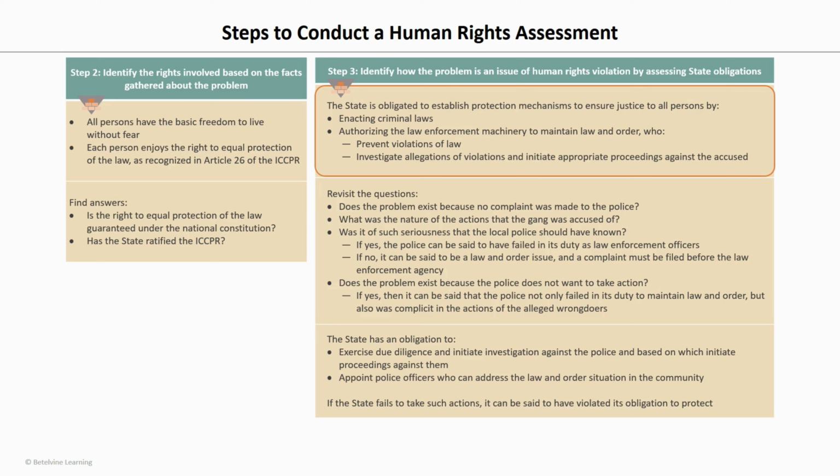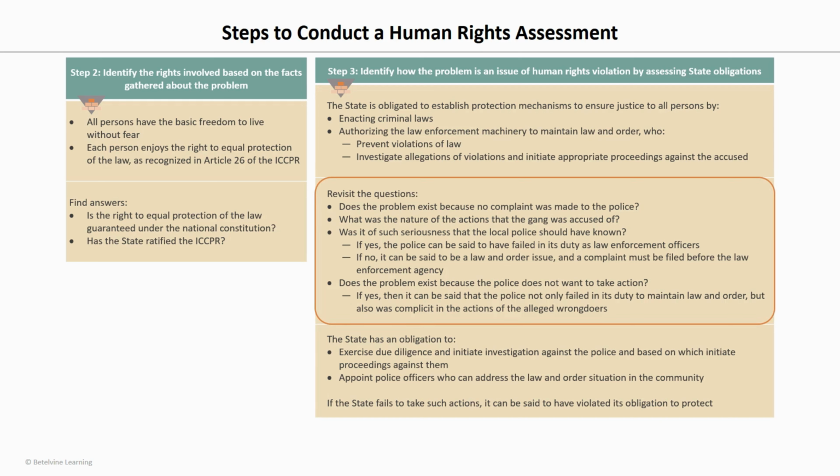The state also provides for law enforcement machinery that is duty-bound to maintain law and order and provide protection to the people. This includes obligation of the law enforcement to take measures to prevent violations of the law, take measures to investigate allegations of violations, and based on such investigations, initiate appropriate proceedings against persons accused of committing the violations.